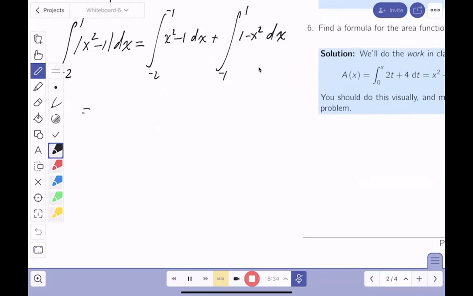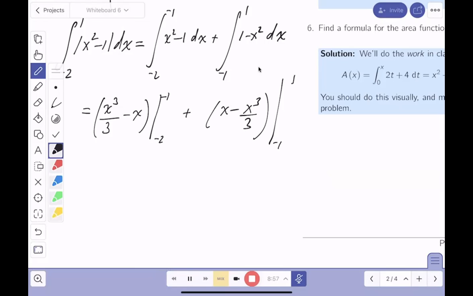So what do you get over here? Let's write this down. It's going to be x cubed over 3 minus x, limit of integration minus 2 to minus 1, plus, let me put this in parentheses for you, x minus x cubed over 3, limit of integration minus 1 to 1. Let's do it one step at a time. This is going to be minus 1/3 plus 1. That's the upper limit. Minus the lower limit. I'll be careful. Minus 8/3. All right. And then plus 2.